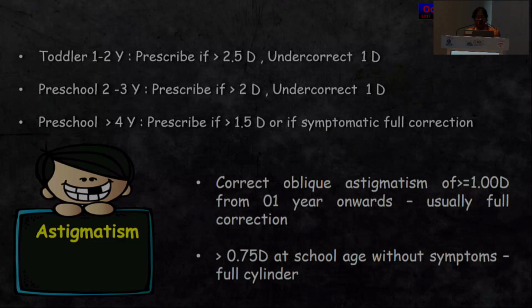And coming on to astigmatism. For a preschooler more than 4 years of age, prescribe if it is more than 1.5 diopter. In astigmatism, there is some confusion whether to prescribe full or keep them undercorrected.